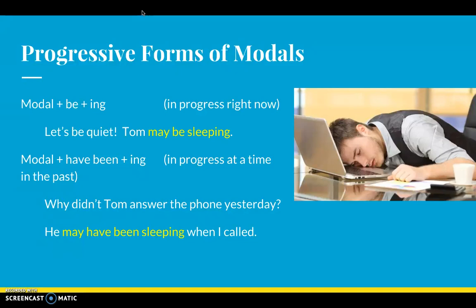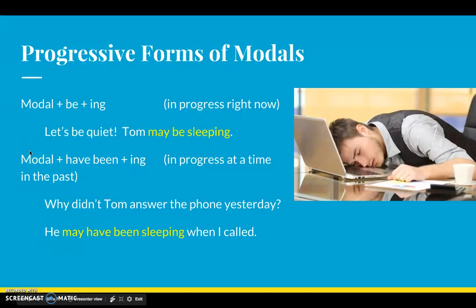So for example, we might say, shh, let's be quiet. Tom may be sleeping. We're not sure that he's sleeping, or we would say, shh, Tom is sleeping. But because we are about 50% sure that he may be sleeping, we'll choose may plus be, and here's our ing form of the verb.